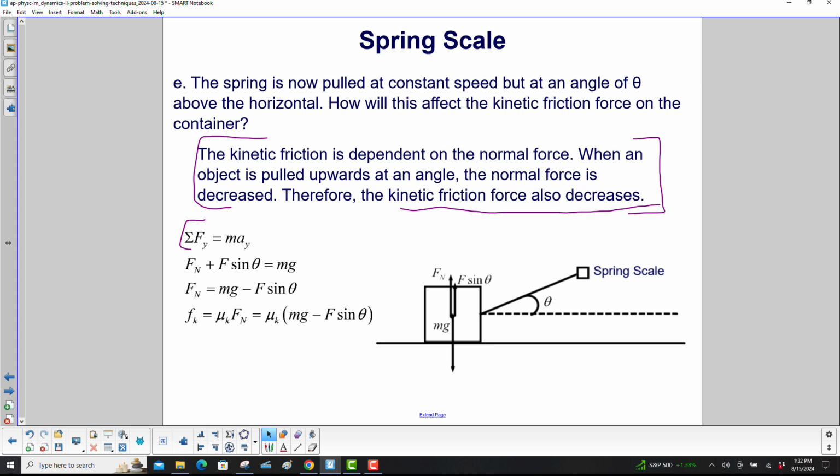So here's Newton's second law. Here's our two forces in the up direction, right over here on our free body diagram. mg is pointing down. So that's really normal plus F sine theta minus mg equals 0 because it's not bouncing up and down. Switch this around, solve for the normal force. Then our frictional force is now μk times the normal force, and here's our friction force, which, because you're subtracting this term, means the kinetic friction force decreases.